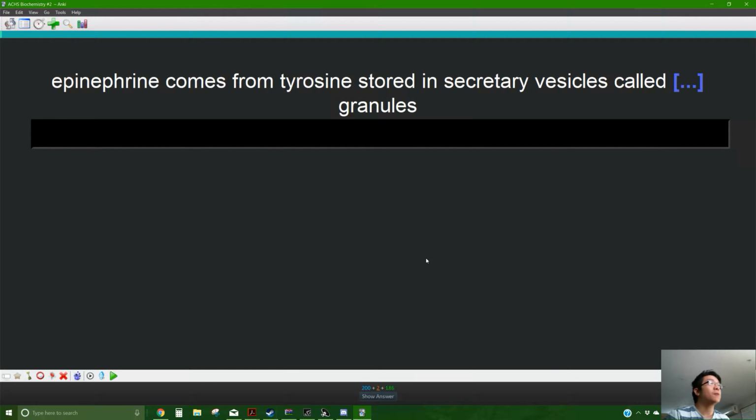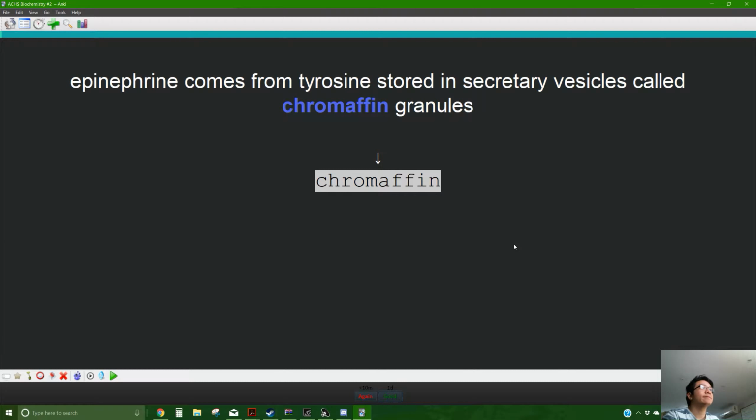So epinephrine comes from tyrosine, right? If you recall correctly, we start off with phenylalanine, making tyrosine, making L-dopa, making dopamine, making norepinephrine, and then epinephrine. So tyrosine can eventually make epinephrine, and it is stored in secretory vesicles, I think secretory is spelled incorrectly by the way, called chromaffin granules. Something to know.